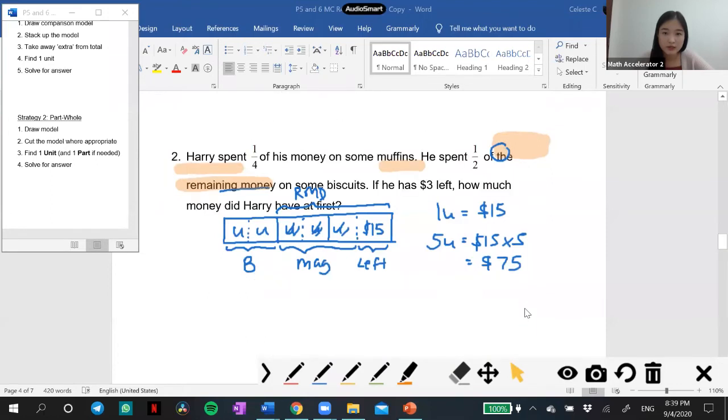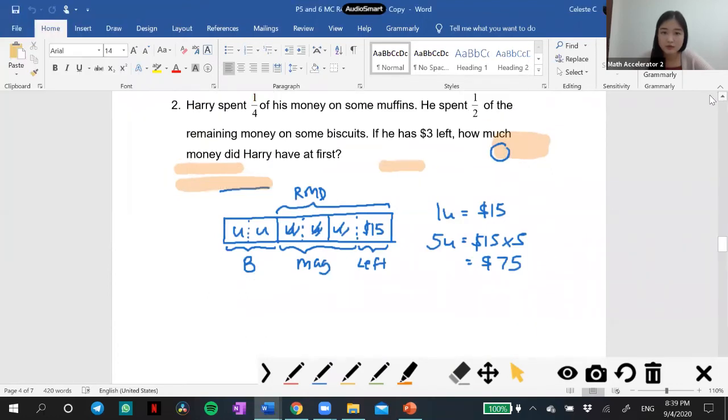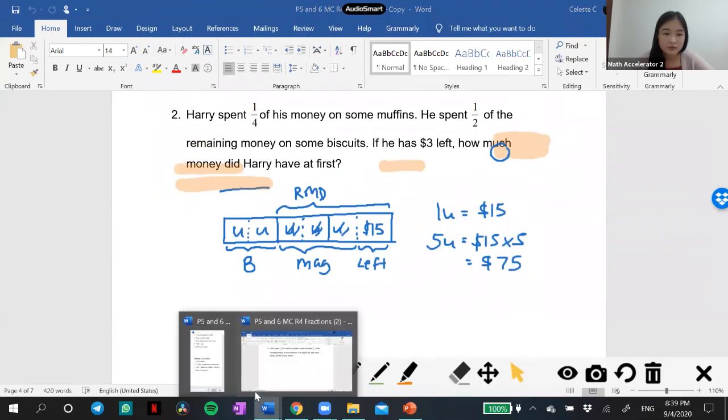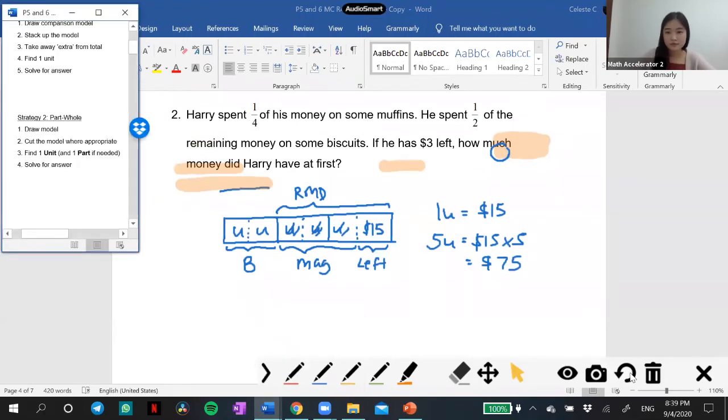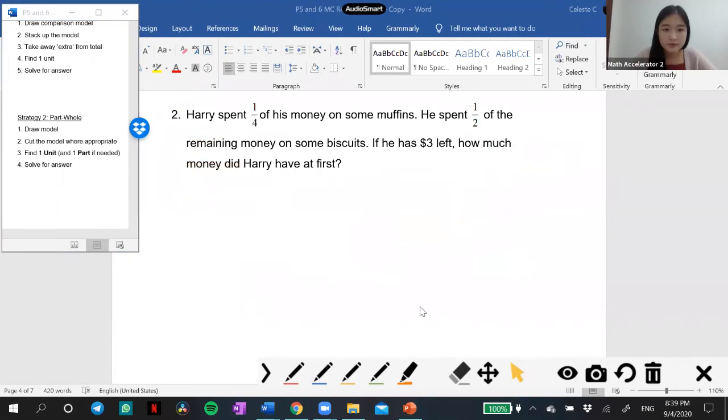Okay, let's try the next one. Yeah, so read the question carefully. What are they asking you for before you jump into the question? Okay, Harry spent 1/4 of his money on some muffins. He spent half of the remainder. Keyword, remainder. Remaining or remainder? Right, same thing. On some biscuits. If he has $3 left, how much money did Harry have at first?